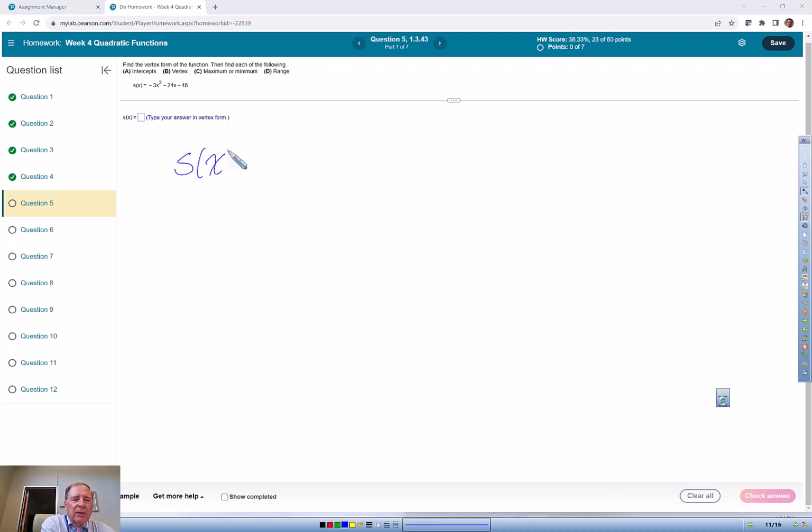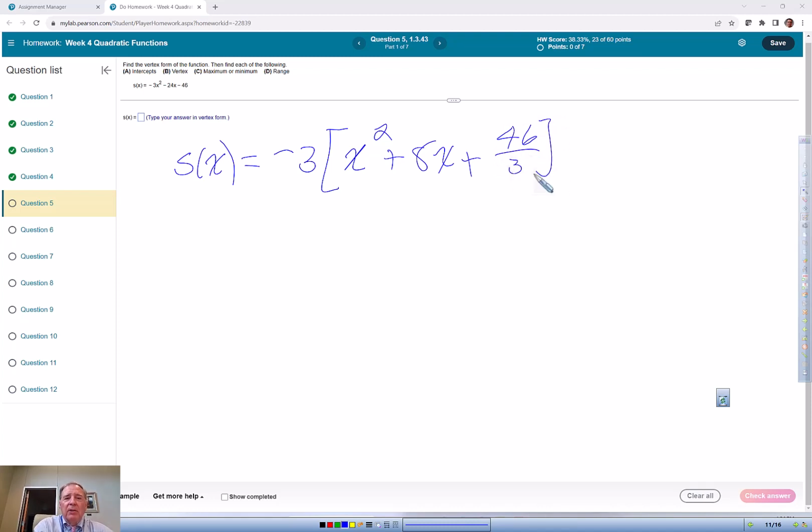f of x equals, first thing I'm going to do is factor out a negative 3. So negative 3 bracket x squared, then plus 8x, and then plus 46 thirds. So I do this as one step, so if I distribute the negative 3 back in, if I get back to where I was, I know I've done that factoring out correctly. And I believe I have.